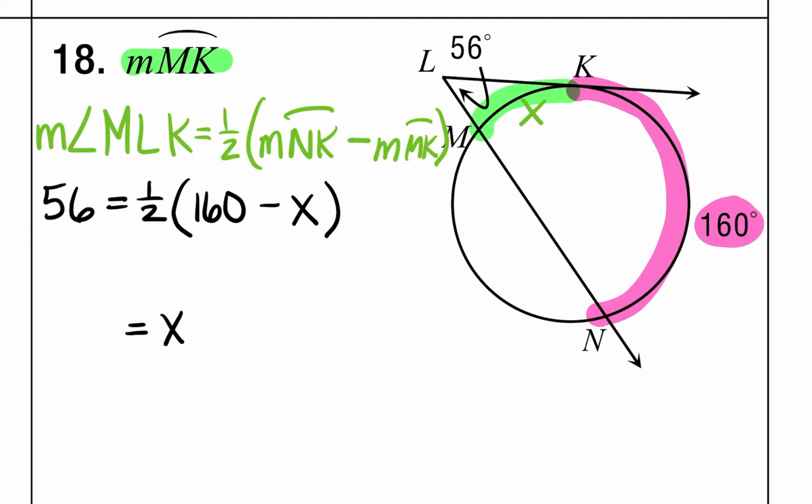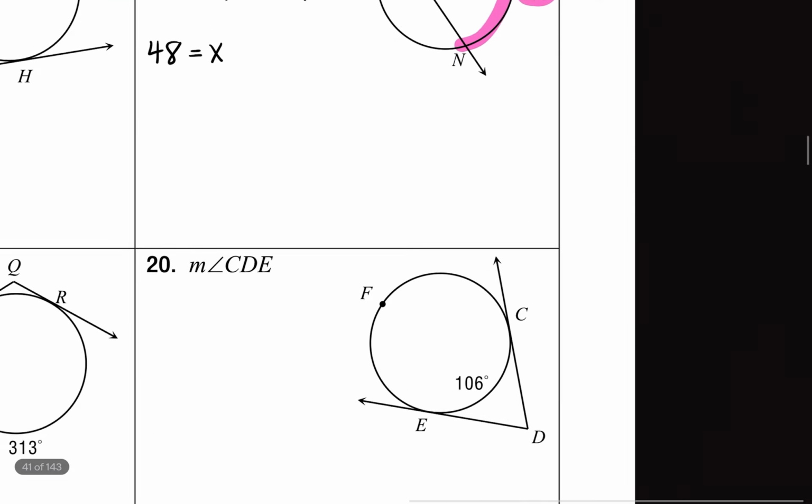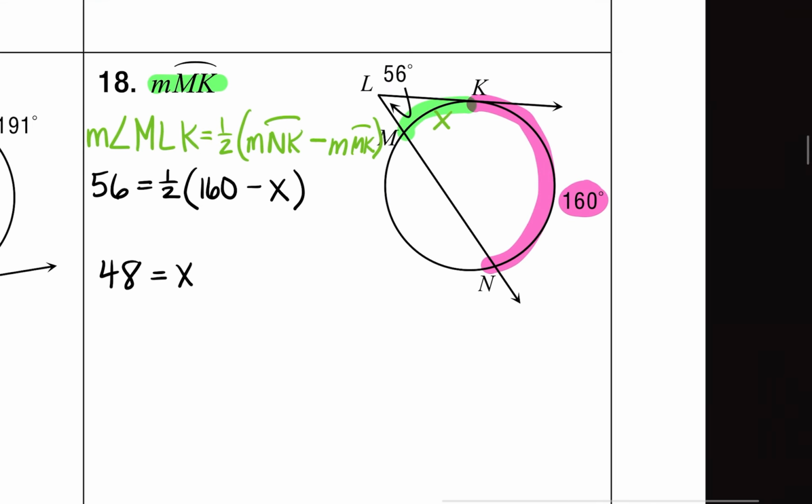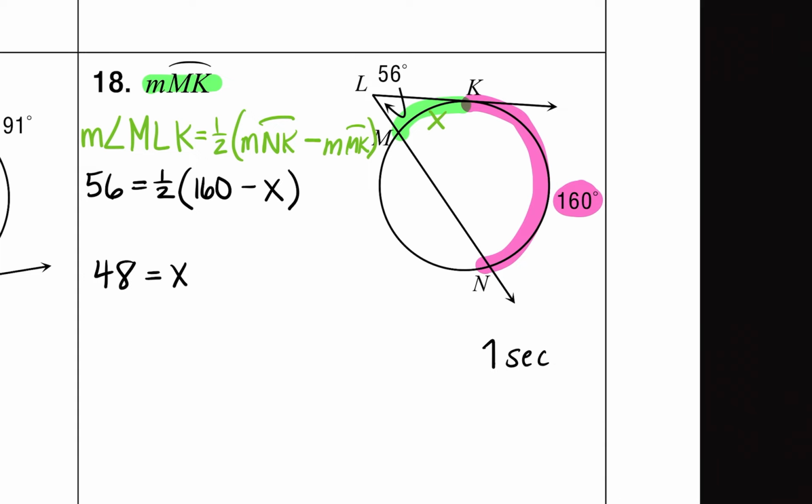Hopefully when you paused the video, you got that X is equal to 48. Done. And this was another example with one secant line and one tangent.